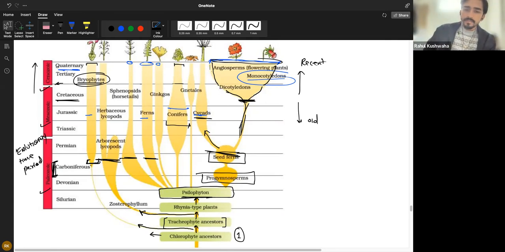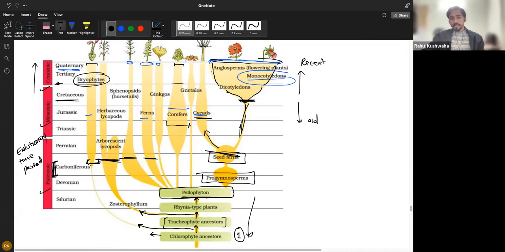That's all. Okay. And if you can remember these ancestors in series, everything started with chlorophyte ancestors. The word chlorophyte means they had chlorophyll-like molecules and they were capable of photosynthesis. That is the whole basis of calling them plants, right? Because they can photosynthesize. And chlorophyte ancestors directly gave birth to bryophytes. So bryophytes are the oldest plants on the planet. They directly come from a branch of the chlorophyte ancestors.